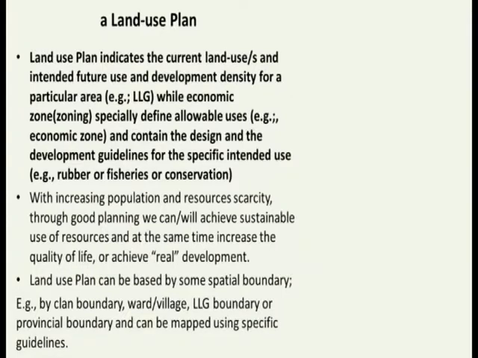A land use plan would indicate the current land uses, just to define the word a little, and intended future uses and development of a particular area, whether it is LLG level, provincial level, ward boundary, my clan boundary. And it contains the design and the development guidelines of specific intended uses, whether it's an economic zone or you're going to plant rubber or fisheries over here or do conservation over there. That is a land use plan. You have identified your resources based on certain criteria, the soil type, the forest type, the clan boundary, the LLG boundary, then you define your land use.